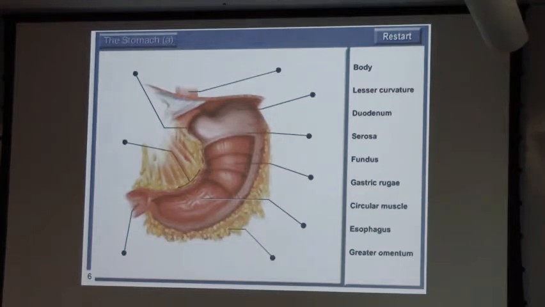There's only two left. I've used at least one of these words in lab. So the greater omentum is left, and the serosa is left. One of those words I mentioned in lab, and the other is new, so we'll learn about it. It's the greater omentum, dangling off the greater curvature of the stomach. And the serosa is pointing to the outside layer of the stomach. So the external surface of the stomach is called the serosa.